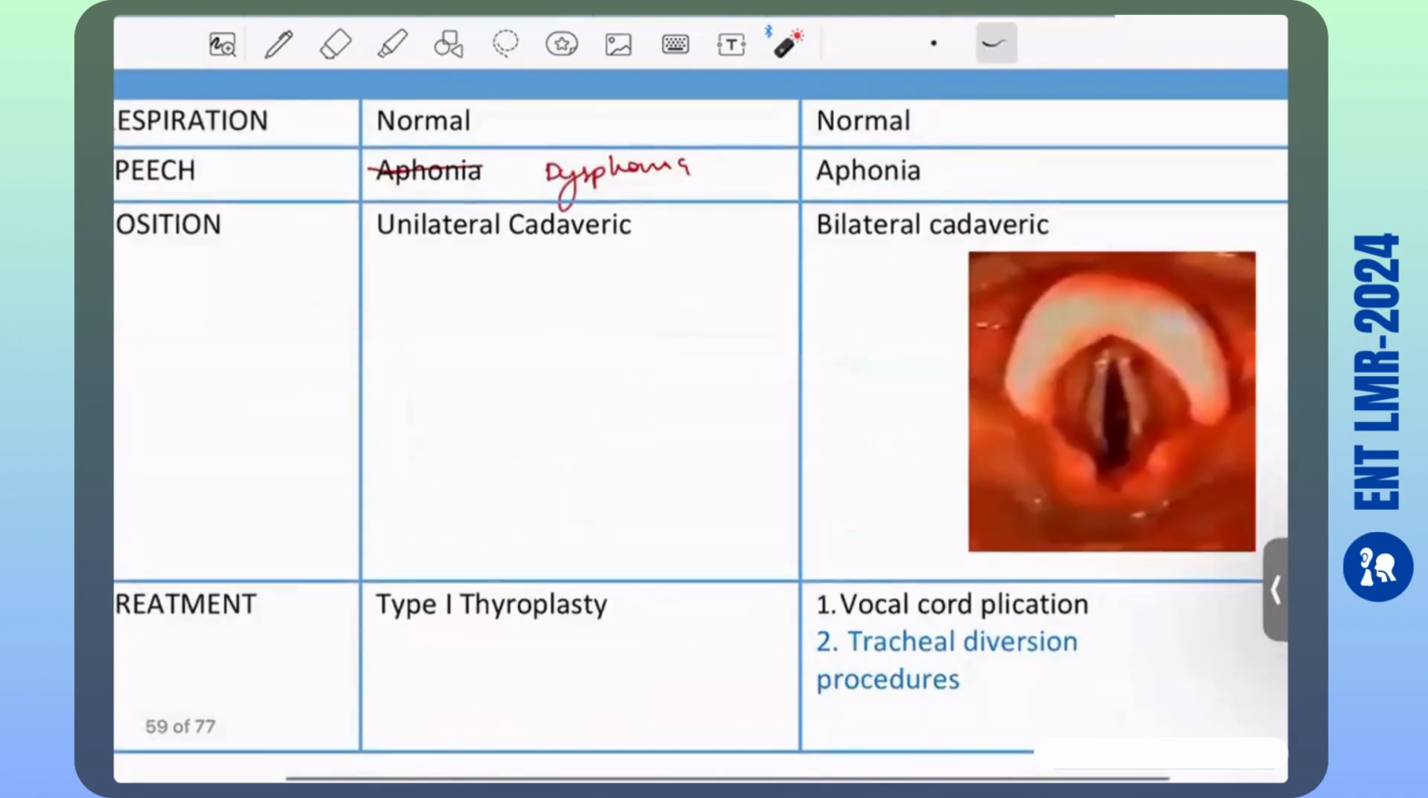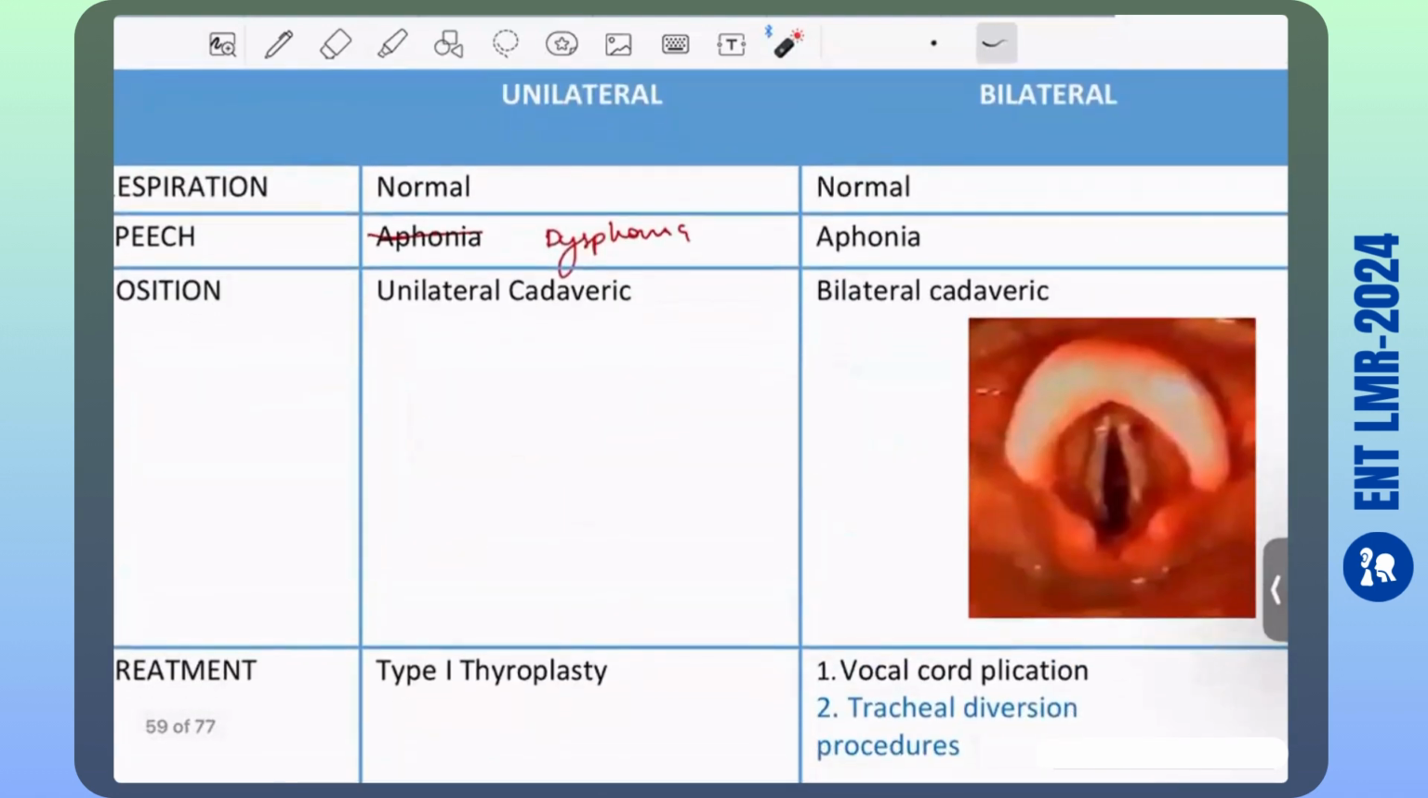Treatment for unilateral both nerve palsy: you push the vocal cord to the midline, which is type 1 thyroplasty or medial thyroplasty. For bilateral, you could do vocal cord plication to avoid the severe aspiration that will happen, because both nerves are gone.